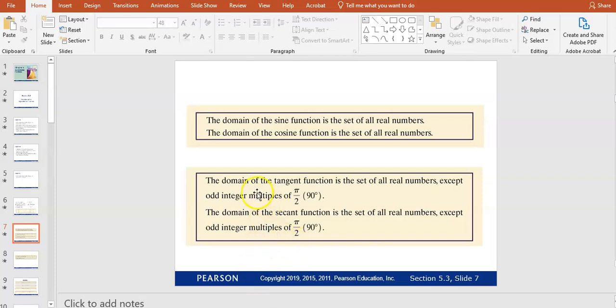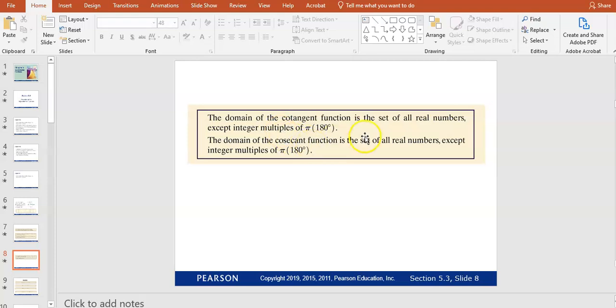Okay, so you can read through these. The domain of the tangent function is the set of all real numbers except every odd integer multiple of pi over 2. So in other words, pi over 2, 3 pi over 2, 5 pi over 2, and so on. Same with our secant. Our secant will be pi over 2 and every odd multiple. So we kind of need to know that.